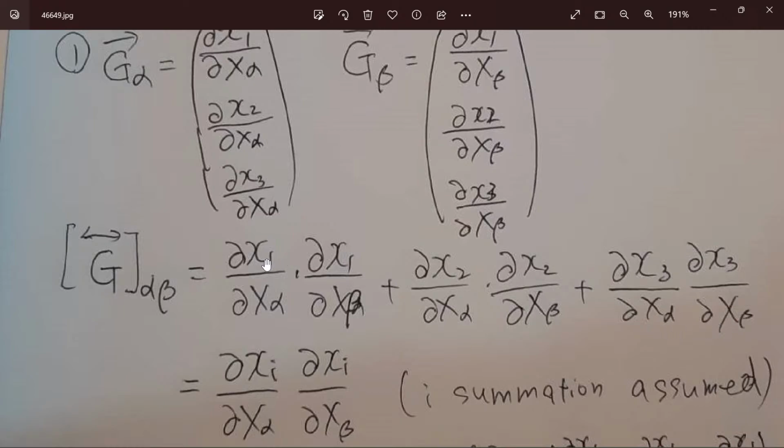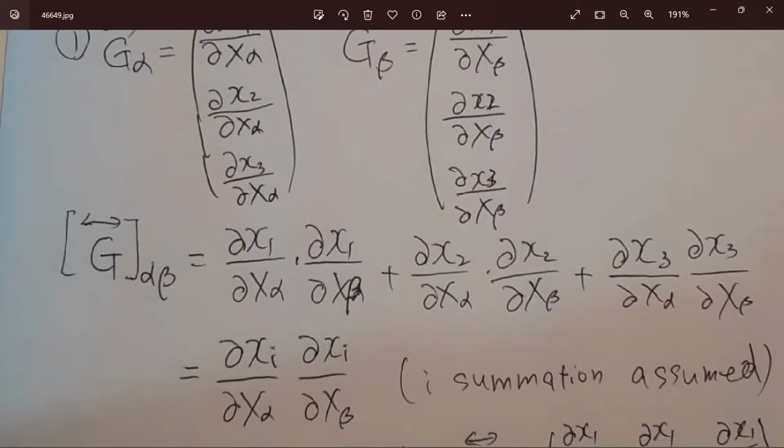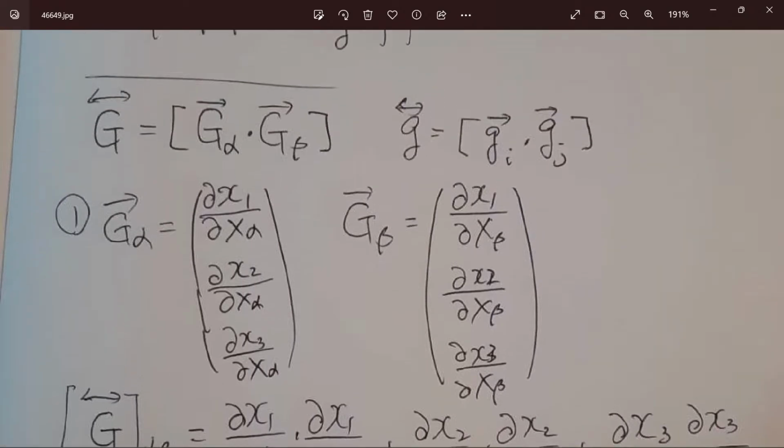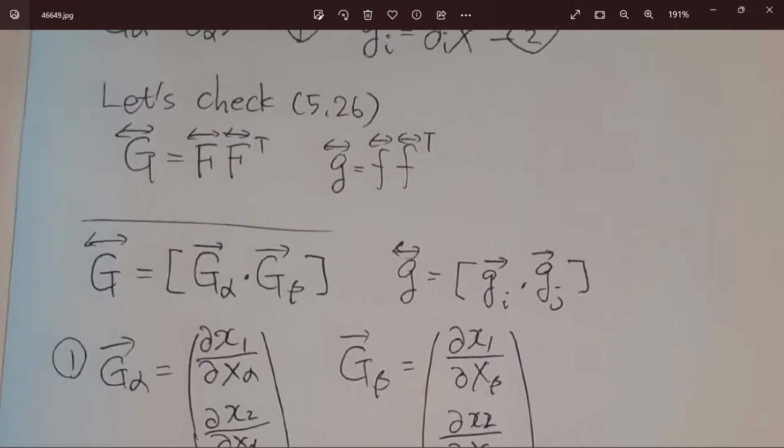And then there is a summation, 1, 2, 3, upstairs. Downstairs is common, so you keep partial x alpha, partial x beta downstairs. But upstairs you can use a summation convention: partial xi, partial xi implies a summation, right? So this is the component of the G tensor in terms of this definition.